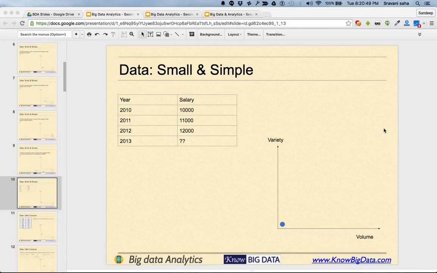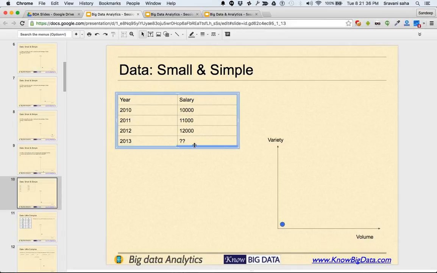Let me change the problem into a different example. You are given year, as in 2010, the salary was 10,000. 2011, salary was 11,000. 2012, salary was 12,000. To predict the salary in 2013, what tool will you use? Good point, Sahib. Sahib's point is that it's a direct assumption. Even though our variety has changed, the problem statement is simple, and therefore we can do it using pen and paper.